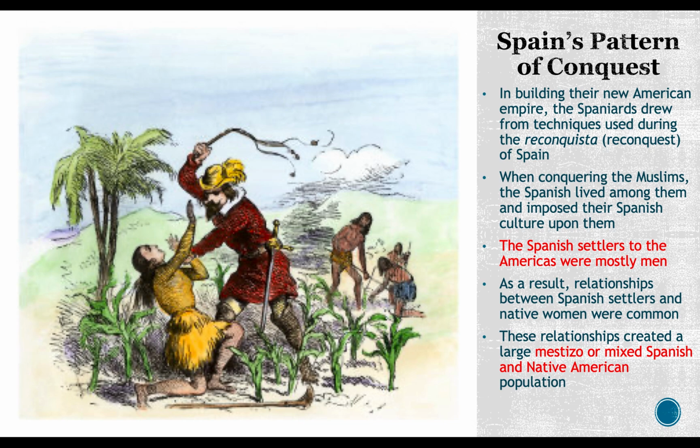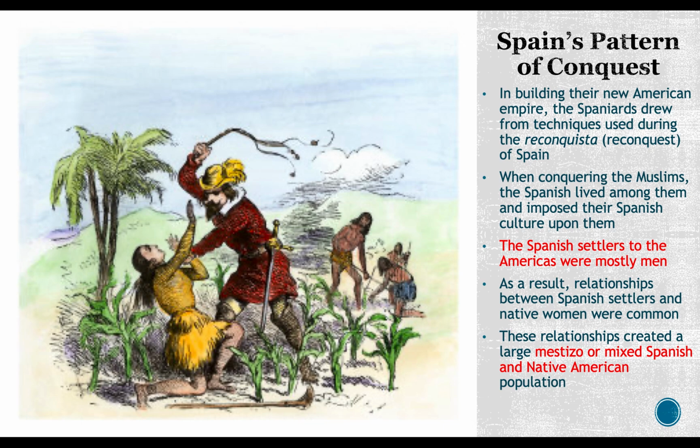All right, Spain's pattern of conquest. In building their new American empire, the Spaniards drew from techniques used during the reconquest of Spain. When conquering the Muslims in Spain, the Spanish lived among them to impose their Spanish culture upon them. The Spanish settlers that came to America were mostly men, and as a result, the relationships between the Spanish settlers and native women were common. And these relationships created a large mestizo, or mixed Spanish and Native American population.